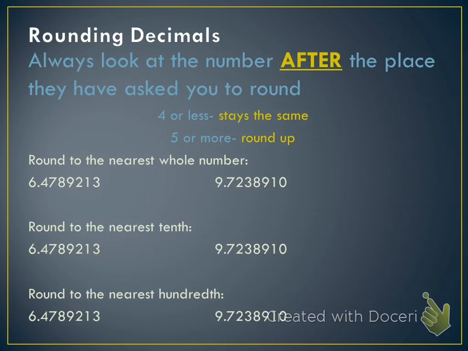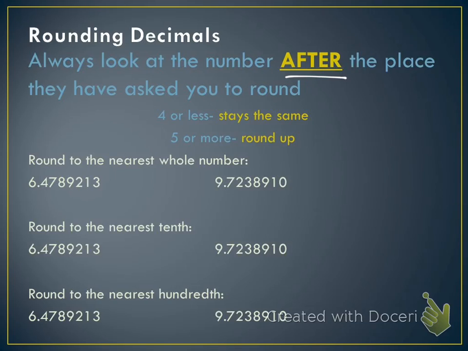In order to round a number, we first have to look at the number after the place that they have asked you to round. So if they ask me to round to the nearest tenth, I look at the number in the hundredth spot. That number is going to tell me whether the number in the tenths spot stays the same or goes up. If it is 4 or less, it stays the same. If it's 5 or greater, it bumps up.